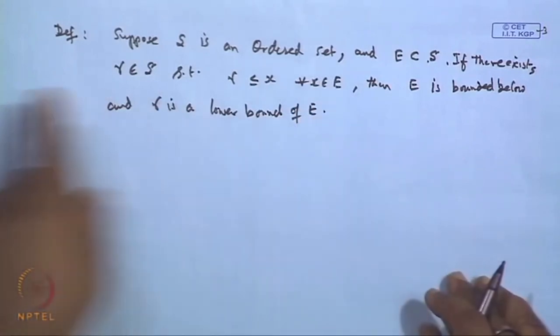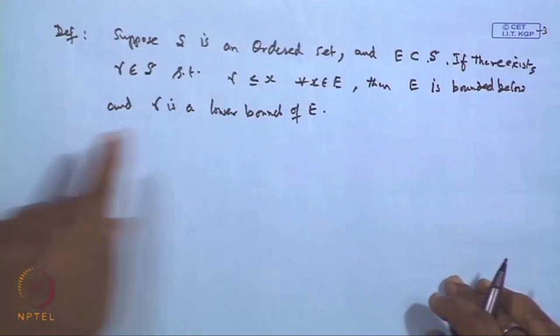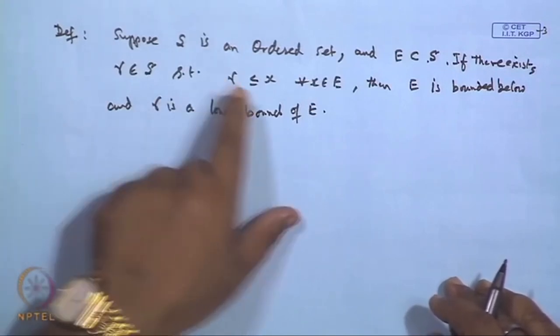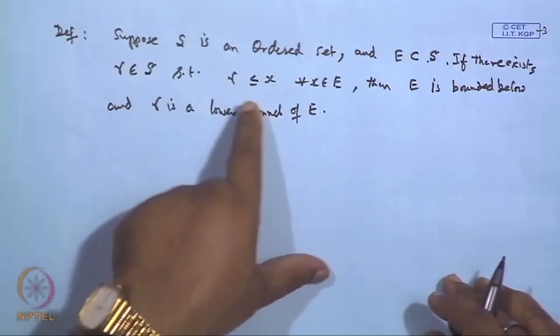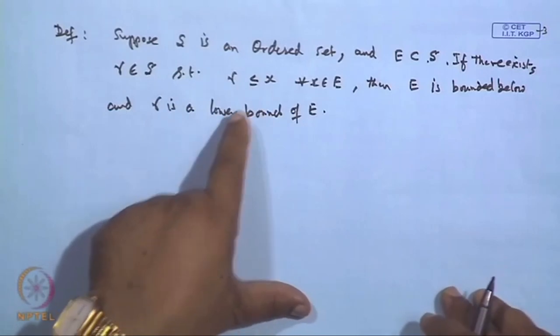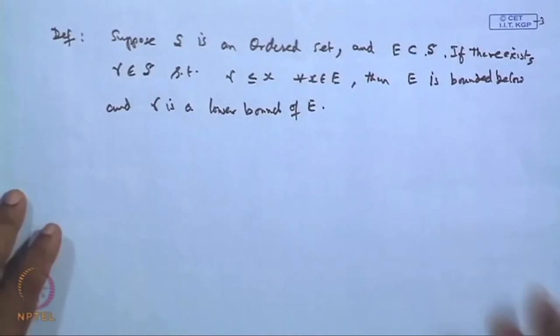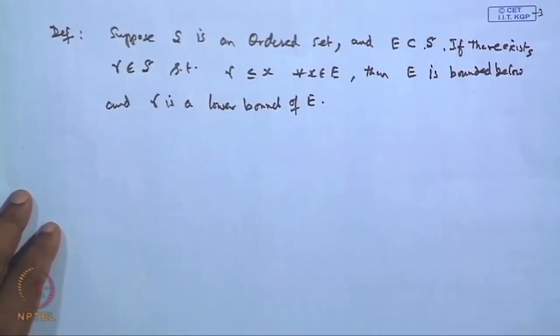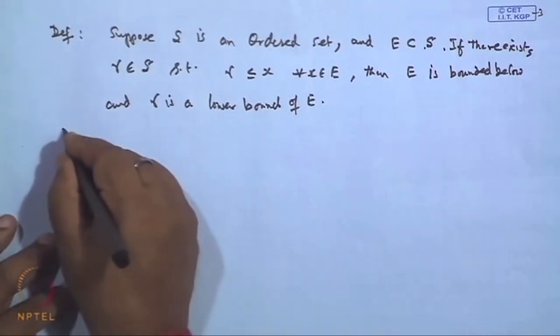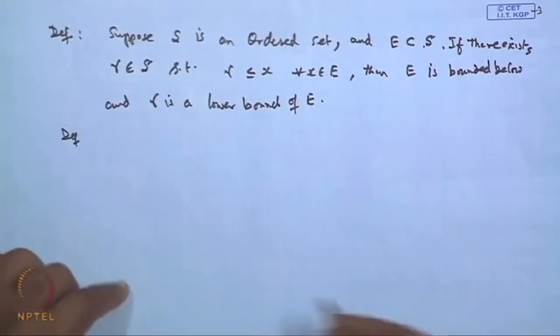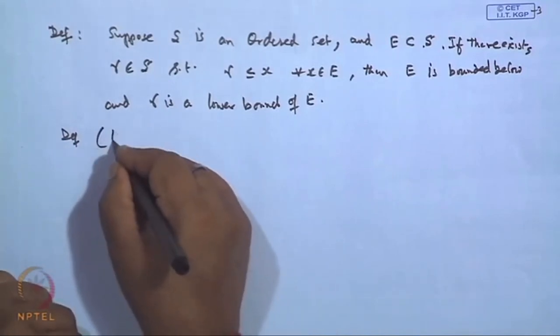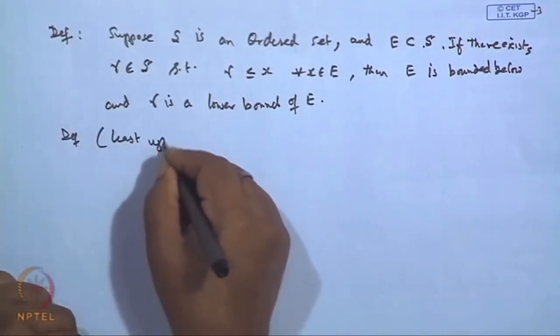So there again there will be many lower bounds available. As soon as you take any number less than gamma, it will also behave as a lower bound. So we will be interested in knowing what will be the greatest lower bound of the set E. So we introduce the concept of the upper bound and lower bound as follows. This is the concept of least upper bound.